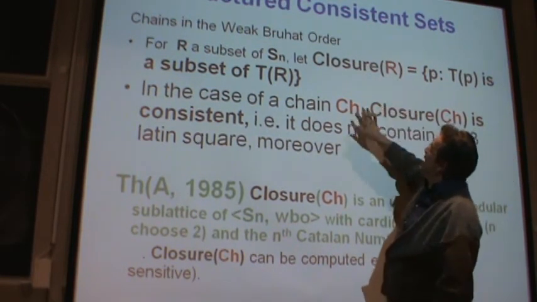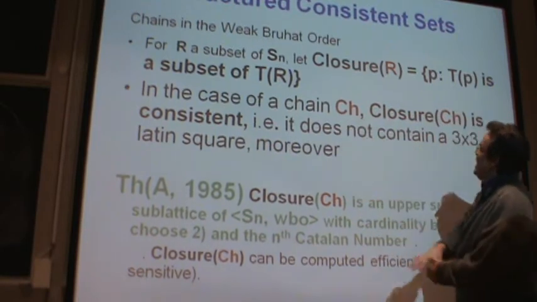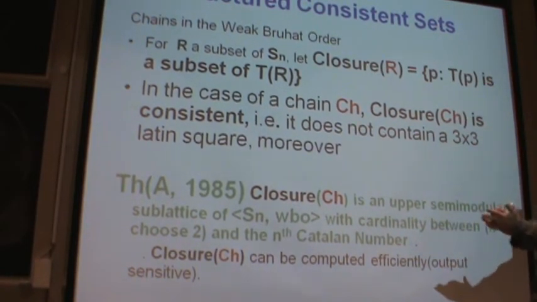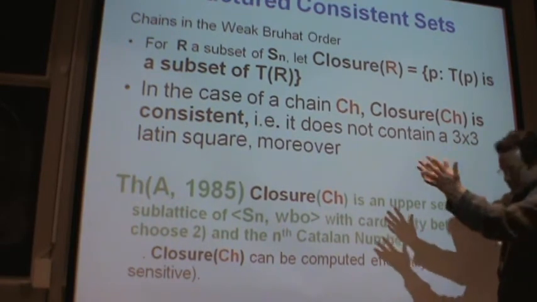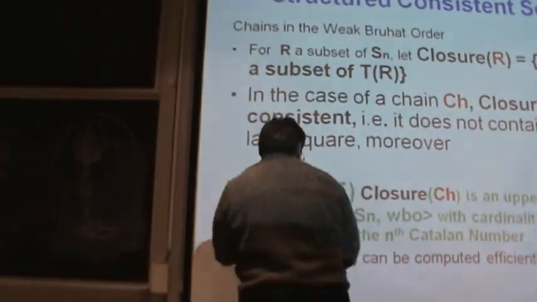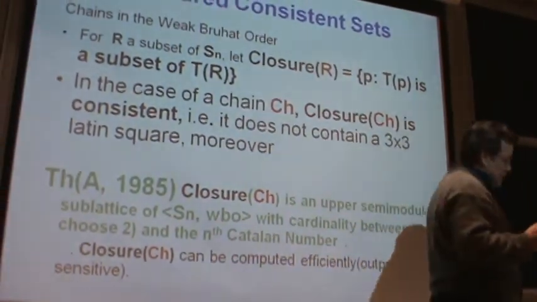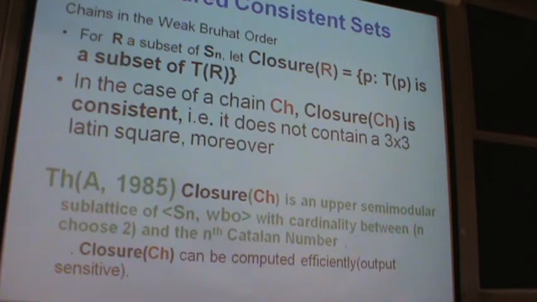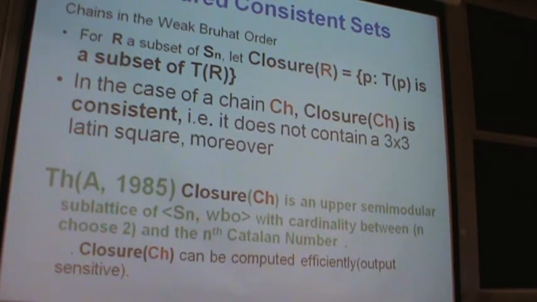If this particular set happens to be a maximal chain, the closure of that maximal chain has this beautiful structure, and mathematically, what I described to you here means that the set is what is called an upper semimodular sublattice of the Weak Bruhat order. In fact, recently some people proved that this is really a distributive sublattice. But this means what I showed you in those pictures.